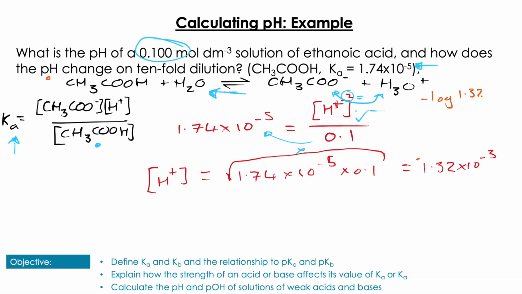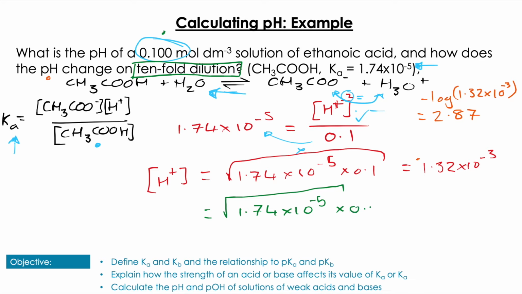So to get our pH, we just do minus log of that value, and that gives us a pH of 2.87. Now the question asks us what will happen with a 10-fold dilution. So a common mistake here is to just divide that by 10, but that's incorrect because that doesn't account for it being a weak acid. So what we actually have to do is change the concentration we initially put into that equation. So for this, it would end up looking like 1.74 times 10 to the minus 5 divided by 0.01.